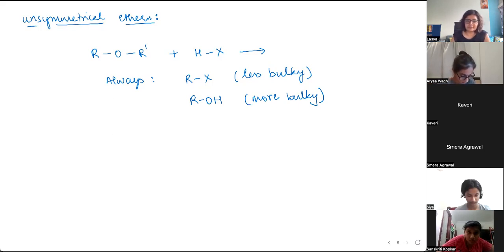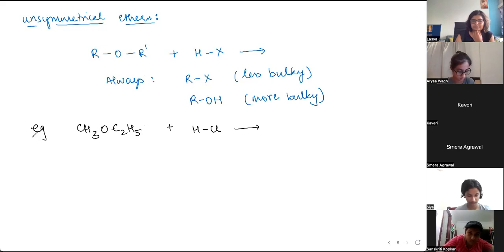For example, suppose we have CH3OC2H5 plus HCl. What are the products formed here? CH3Cl and C2H5OH. Yes. The smaller one, less bulky, lesser number of carbon atoms, will always form the alkyl halide. More bulky will form the alcohol.